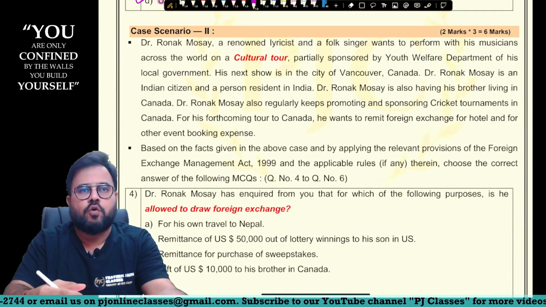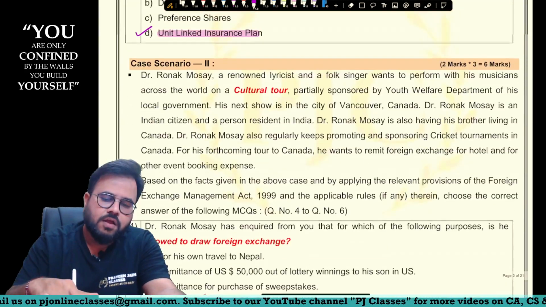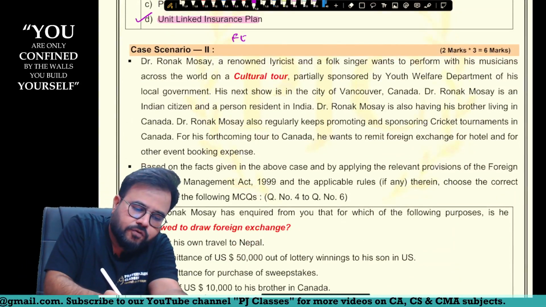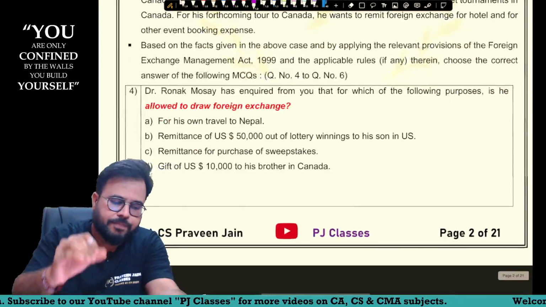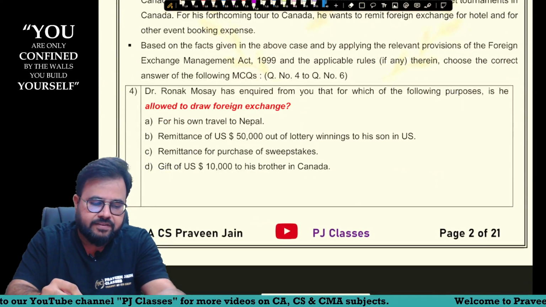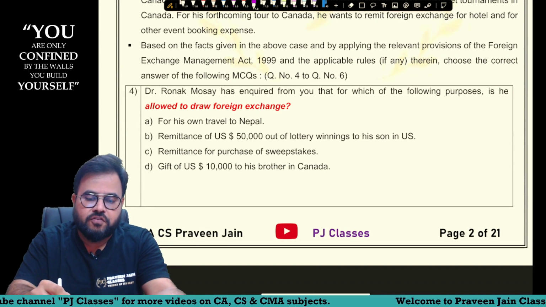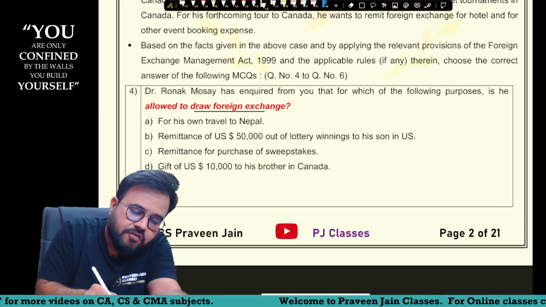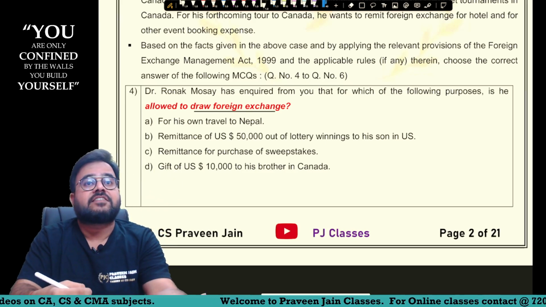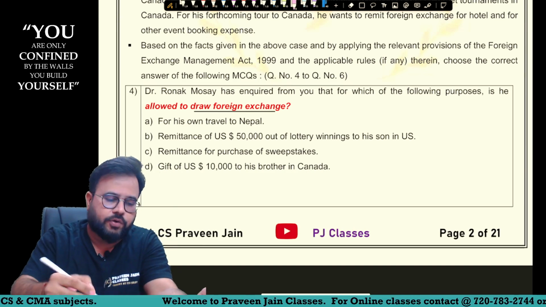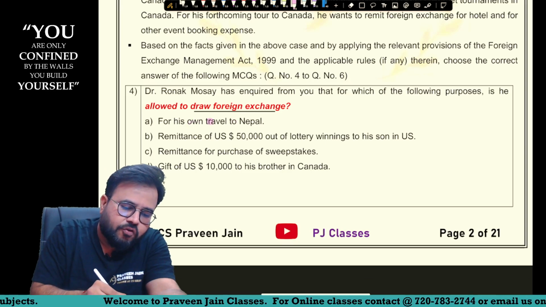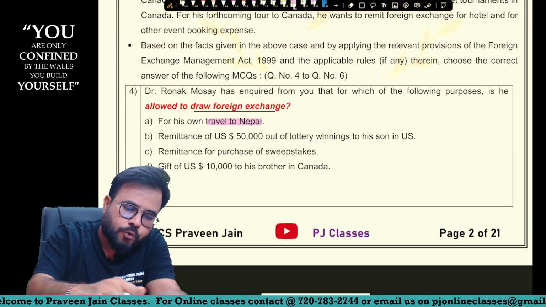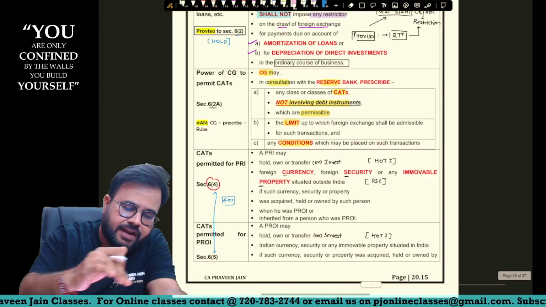Here also you can follow the same approach. Scenario 2 was with respect to FEMA. The entire question was with respect to FEMA. Dr. Ronak Mose has inquired from you for which of the following purposes he is allowed to draw foreign exchange. That means for which purposes foreign exchange can be drawn. Draw is nothing but utilized, sir. Now, sir, if you want to travel to Nepal, can you draw foreign exchange for that? The answer is no. Can I say this answer we can get from our FEMA?